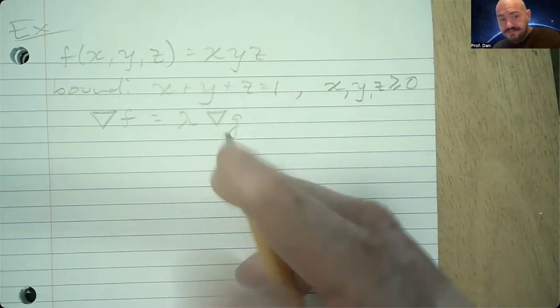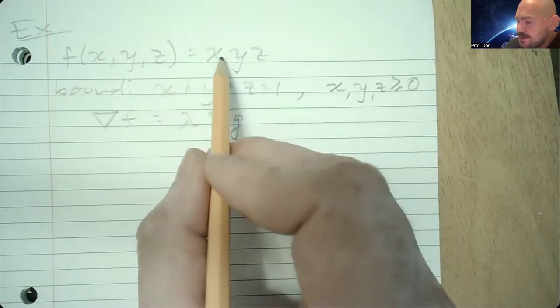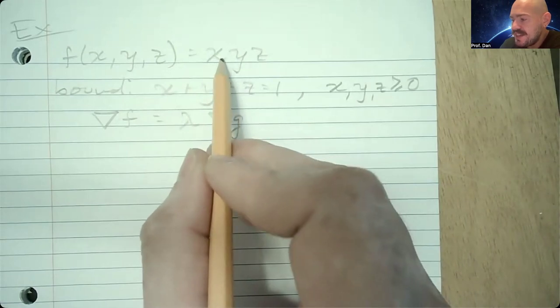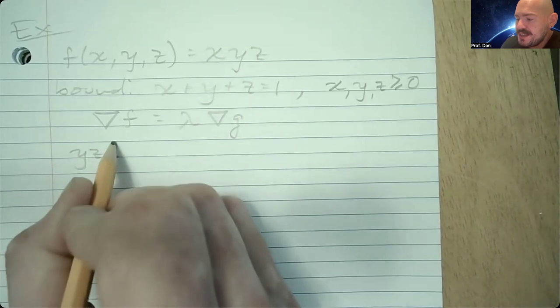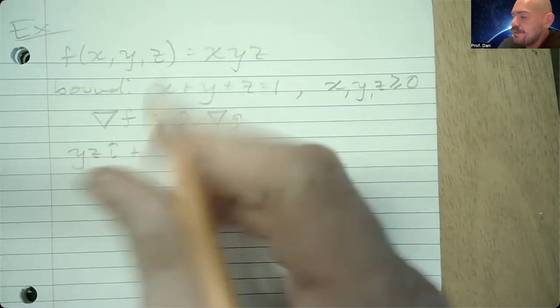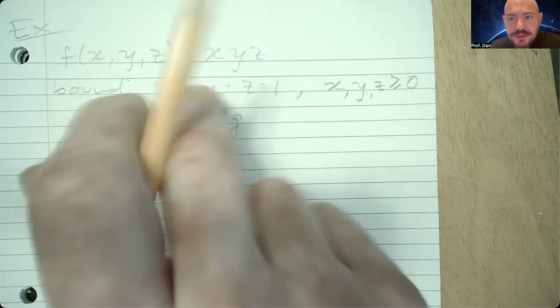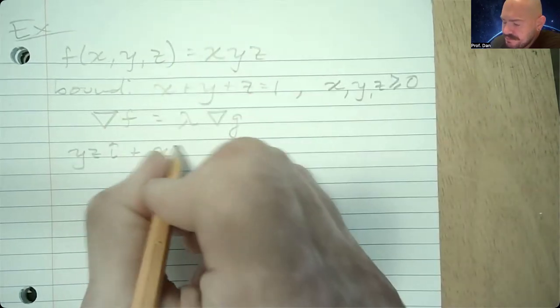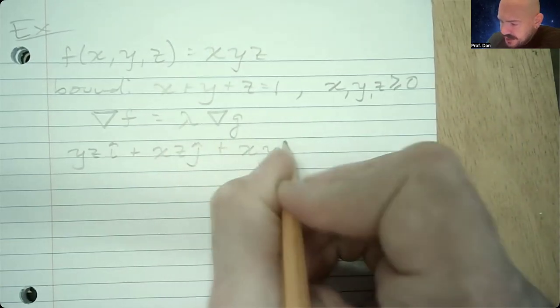So the gradient of f. If I differentiate with respect to x, remember this is x times a number, so the derivative will just be the number, yz. So yz i. With respect to y, y is the variable. If I take its derivative, we just get the number xz, so xz j. And finally, xy k.